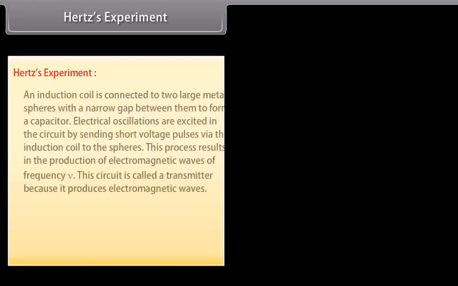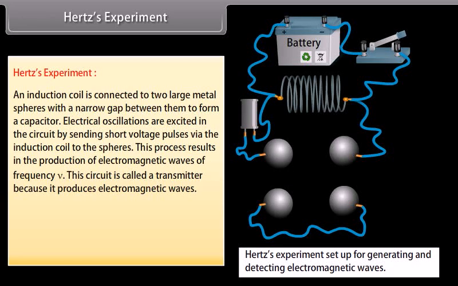Hertz Experiment. An induction coil is connected to two large metal spheres with a narrow gap between them to form a capacitor. Electrical oscillations are excited in the circuit by sending short voltage pulses via the induction coil to the spheres, charging one sphere positive and the other negative. In this ionized state, the electrons and ions in the air gap oscillate back and forth with the same frequency nu as that of the circuit. This process results in the production of electromagnetic waves of frequency nu.